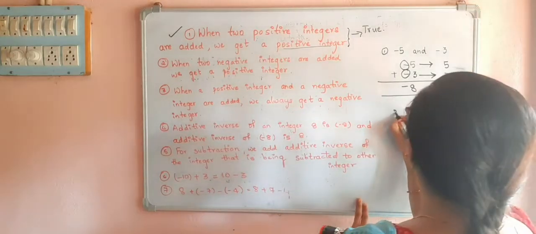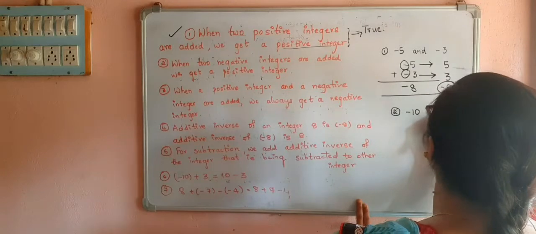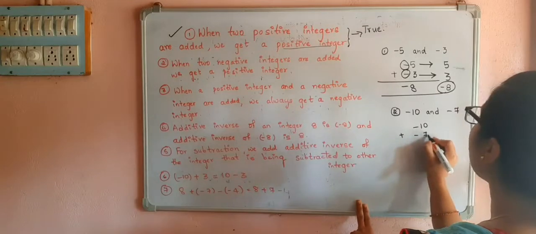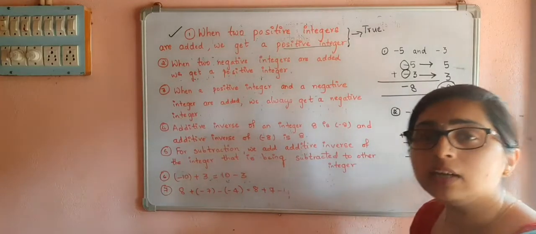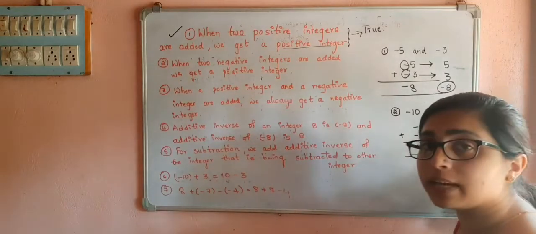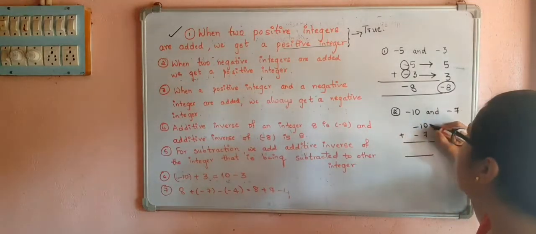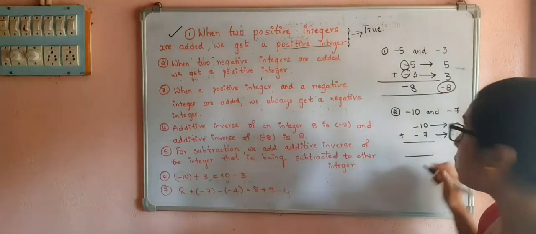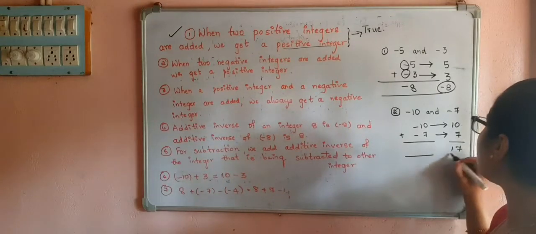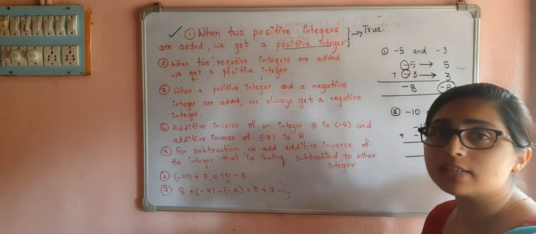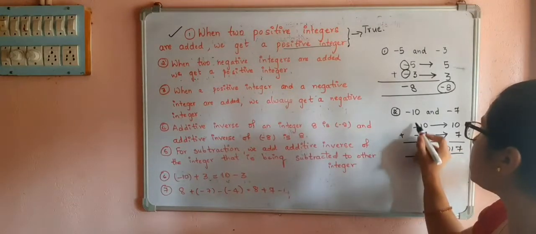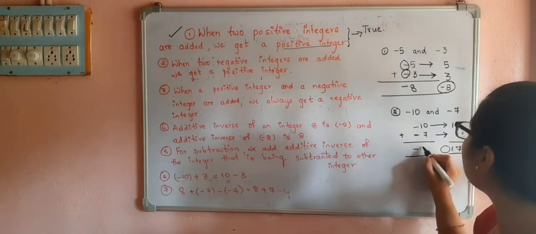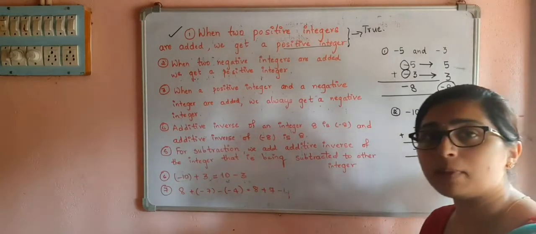The next example is minus 10 and minus 7. What happens when you add minus 10 and minus 7? Again, these two integers have the same sign. So I will take the absolute values, 10 and 7. 10 plus 7 is 17. Now we have to decide the sign of the 17. Since both have a common sign, that will be carried here. So it is minus 17.